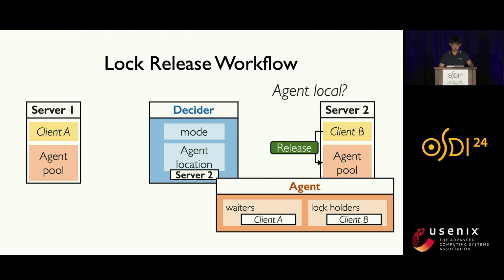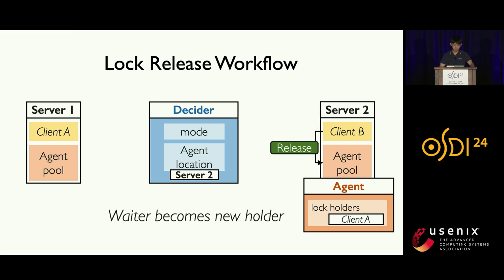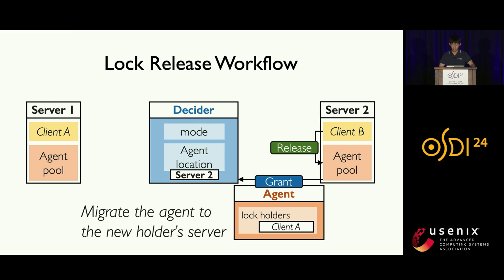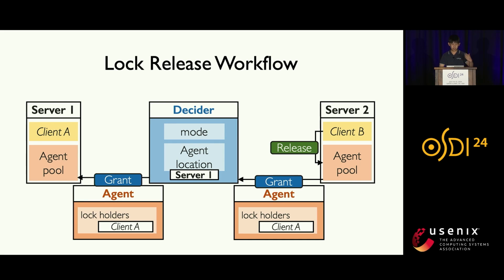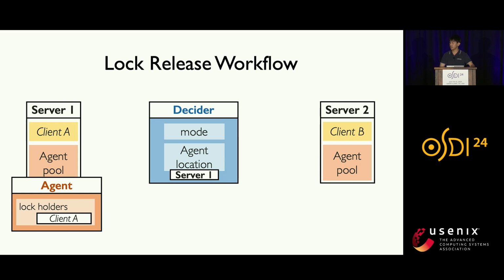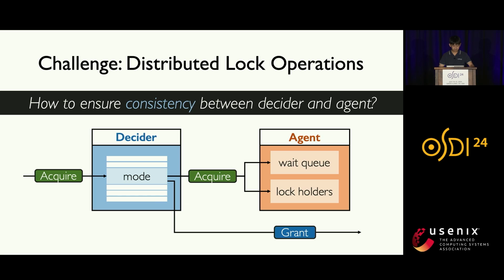But if the agent is local, the release process can be done locally. And if there are waiters after all of the log holders have released the log, the first waiter would become the new holder. And then server 2 here will migrate the agent to the new holder server. In this case, it is server 1. So it sends the agent with the grant reply to server 1. And when the grant reply passes by, the decider will update the mode and agent location according to the grant packet, and then forward the grant packet to server 1. So this way, the agent is migrated to server 1 on demand.